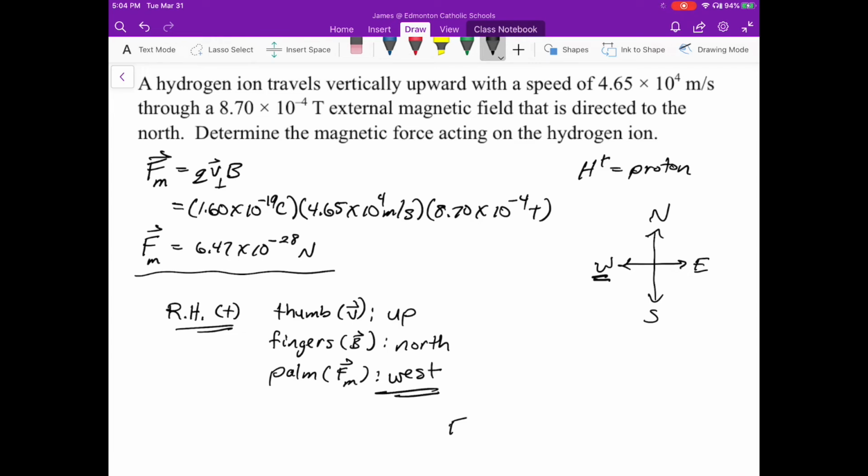So your answer is the magnetic force is 6.47 times 10 to the negative 28 newtons west.